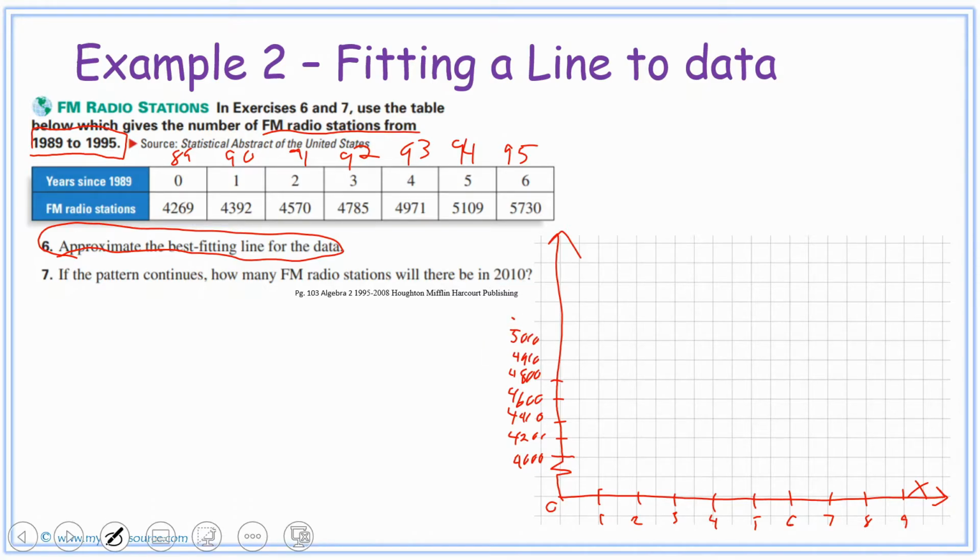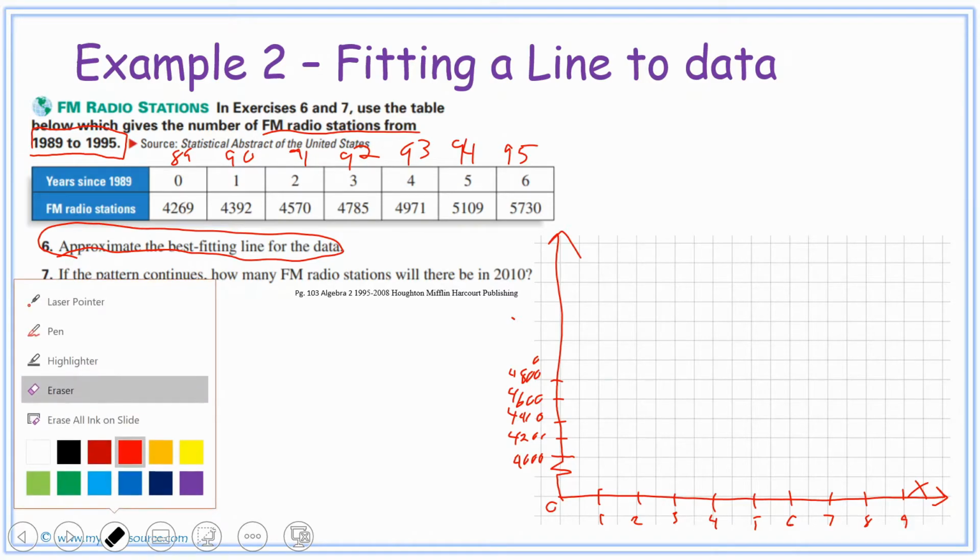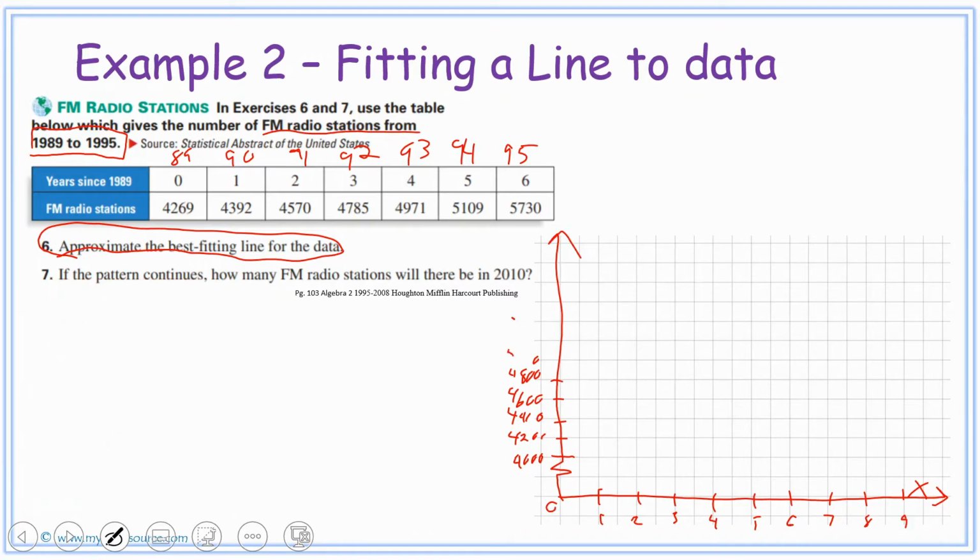Oh, I messed up there. That should have been 5,000 right there. Remember, we're going up by twos. That one doesn't want to erase. All right, so 5,000, 5,200, 5,400, 5,600, 5,800. All right, and we could just top it off there with 6,000. And this represents our y.